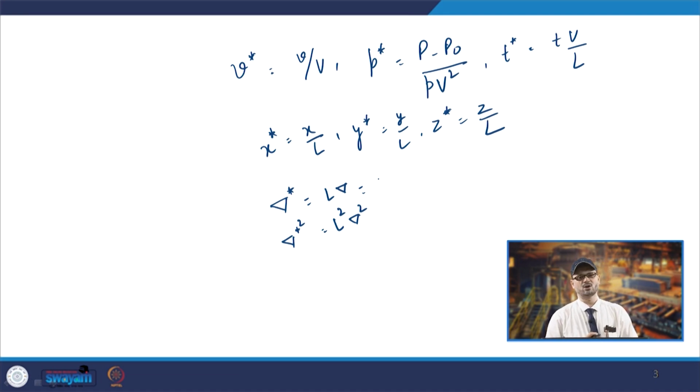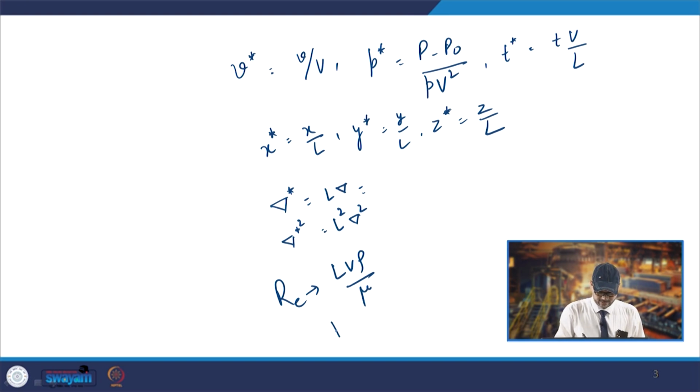So, that way you do, and then once you put them into the equation for the continuity and also the momentum conservation, you must have done that, and in that case you get two dimensionless numbers. One you are getting is the Reynolds number, that is L V rho by mu, and then you are also getting the Froude number, that is V square by G L. So, this is the use of non-dimensionalizing.